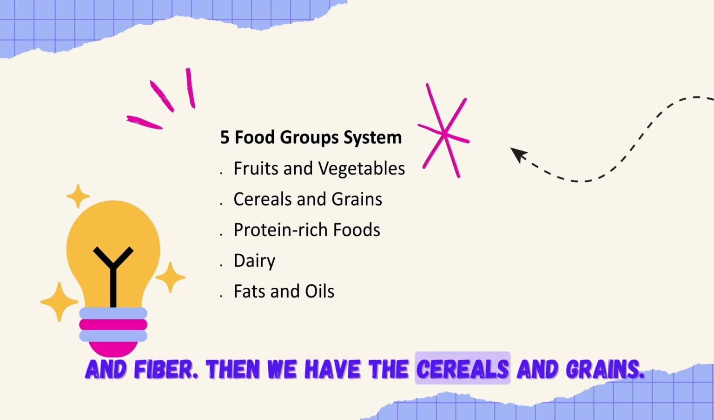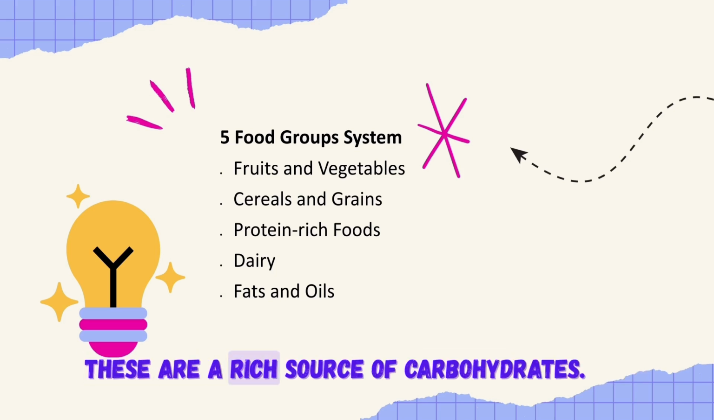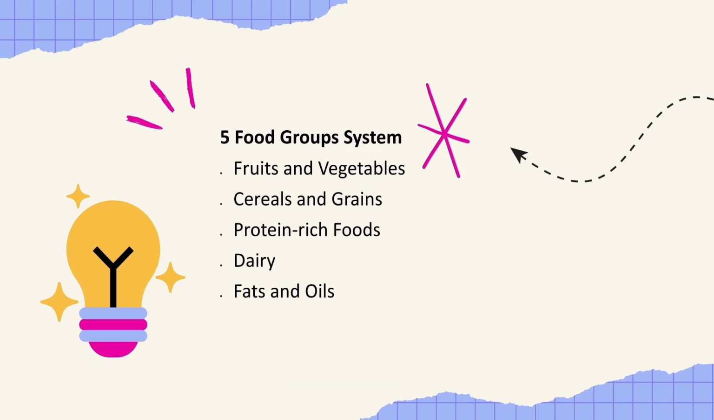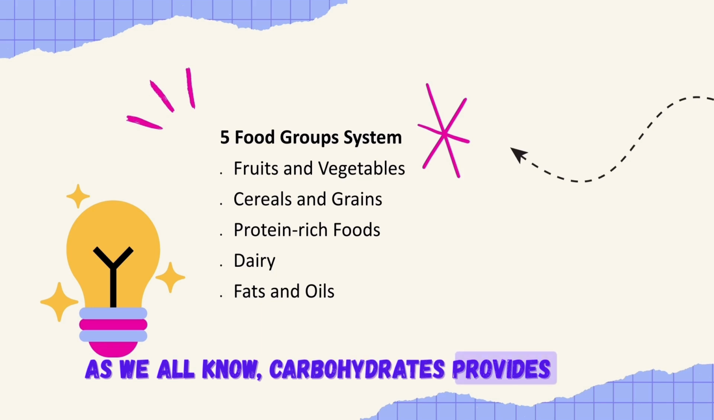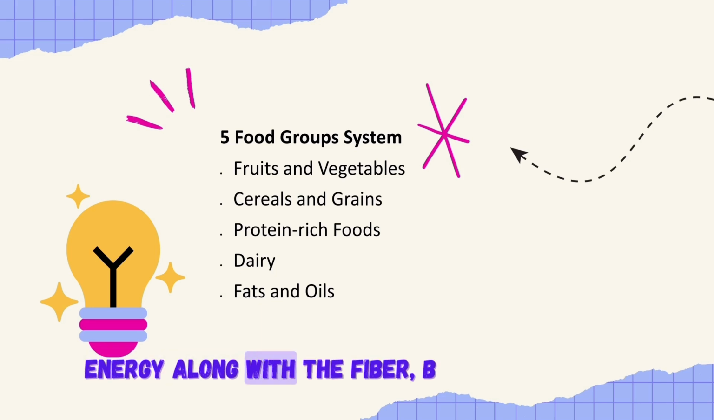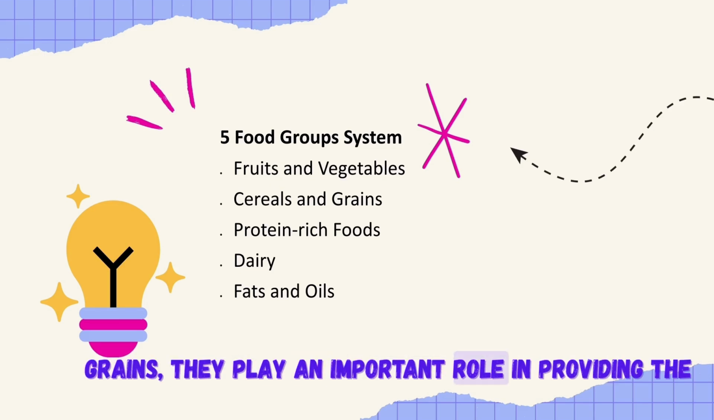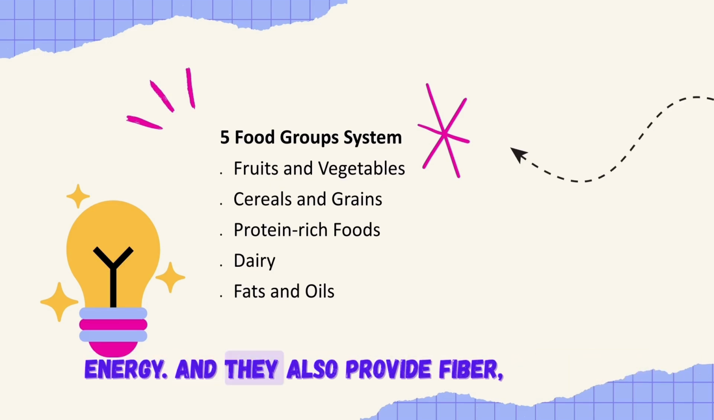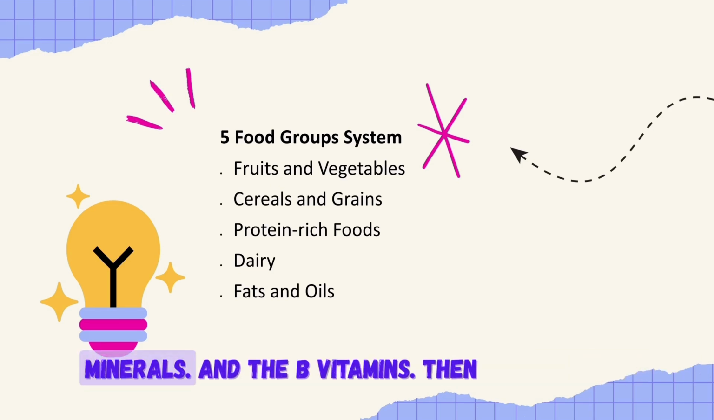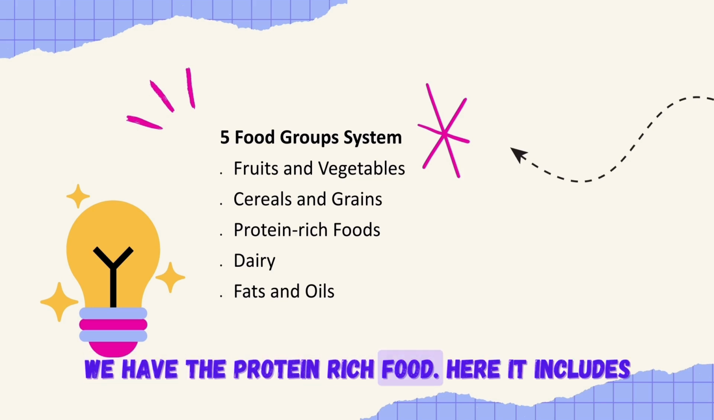Then we have the cereals and grains. These are a rich source of carbohydrates. As we all know, carbohydrates provide energy along with the fiber, B vitamins, and minerals. Therefore, cereals and grains play an important role in providing energy, and they also provide fiber, minerals, and the B vitamins. Then we have the protein rich food.